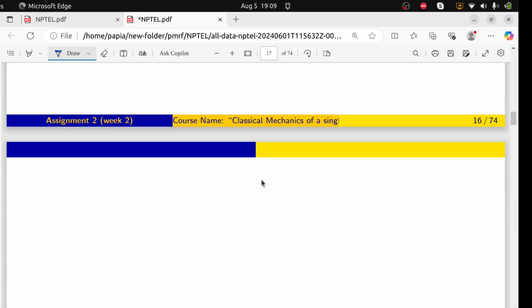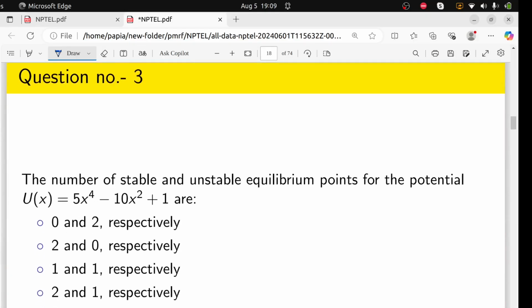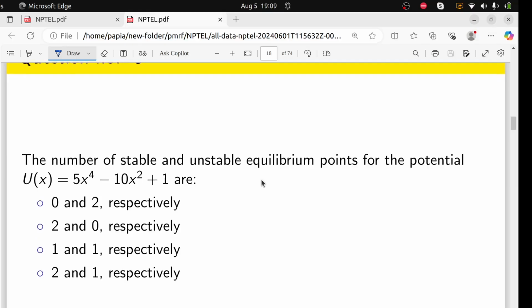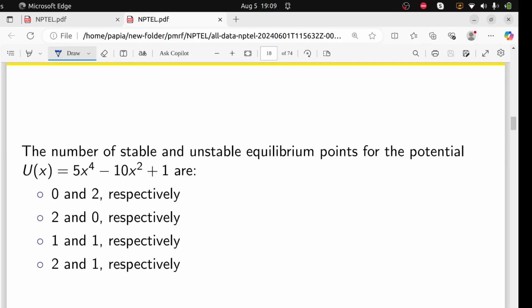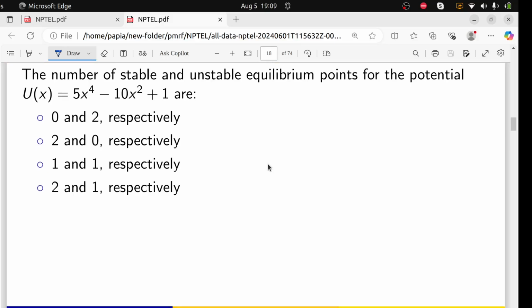Now, coming to question number 3. For question number 3, I just want to tell one thing. Sir has already explained these things in the lecture, but still I just want to tell something so that it will be very useful for this calculation as well. The number of stable and unstable equilibrium points for the potential U are how much? So to calculate the number of stable and unstable equilibrium points, we have to do some calculations.